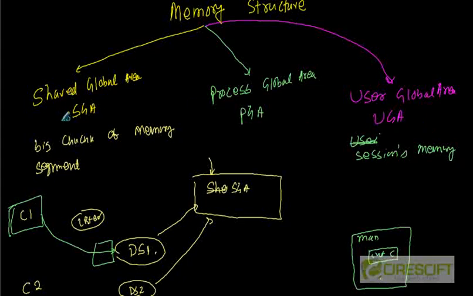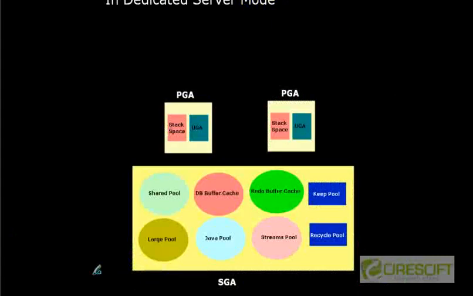So here is the summary: shared, as the name says, can be shared across different processes, whereas PGA is private to the process, and UGA is private to the user session. Okay, if you understand this, then let's go to this diagram. In dedicated server processes, the UGA actually lies inside the PGA.